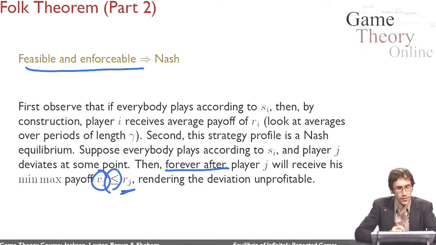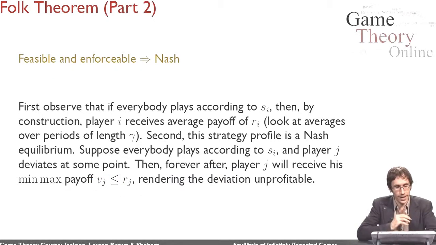And that suffices to prove the Folk theorem. So what we've seen now is that essentially feasibility and enforceability correspond to the payoff profiles that are achievable in Nash equilibrium of an infinitely repeated game with average rewards.